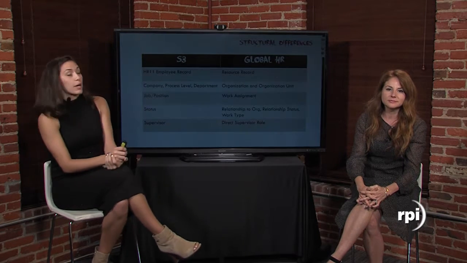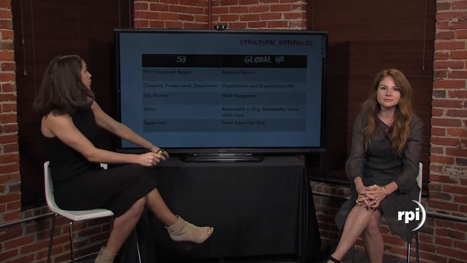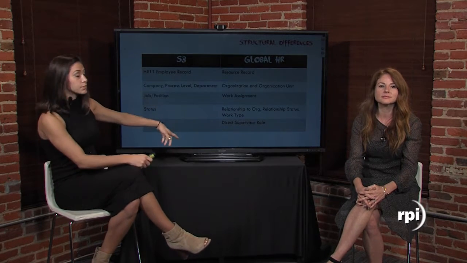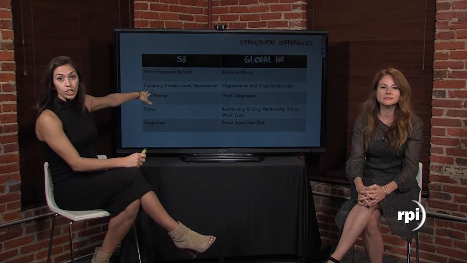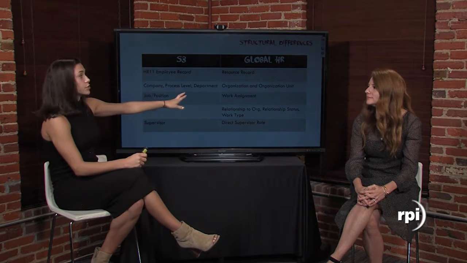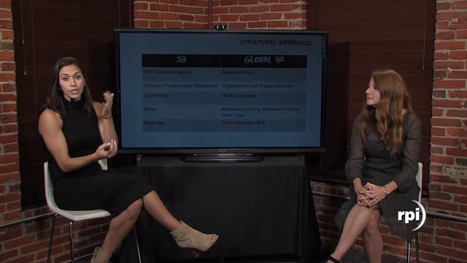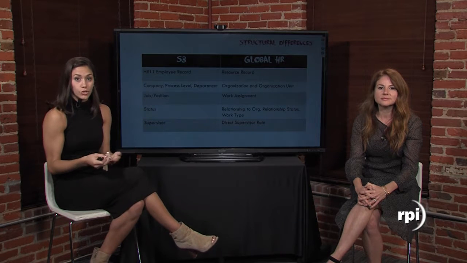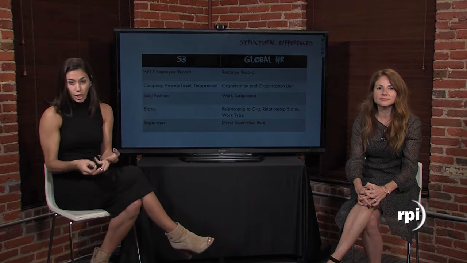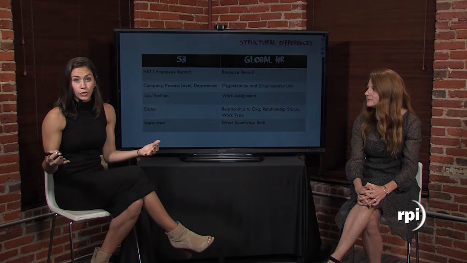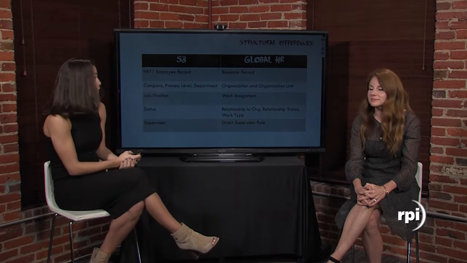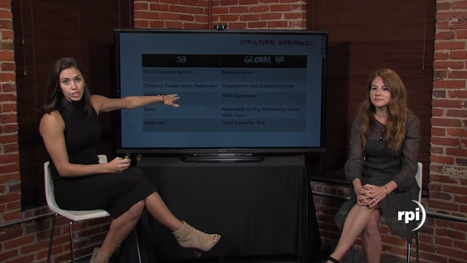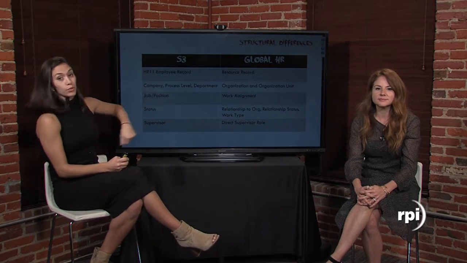The first thing I want to talk about are some structural differences. On the left-hand side, we have S3, and on the right-hand side, we have the equivalent in global HR. The first thing is your HR11 employee record in S3. That becomes your resource record in global HR. In global HR, you not only have the capability to track employees, you can also track students, volunteers, contractors, anyone that's working for your organization, even if they're not on the payroll. So that becomes a general term, the resource record, but it still works as your HR11 as well, and still holds all that information on that employee.